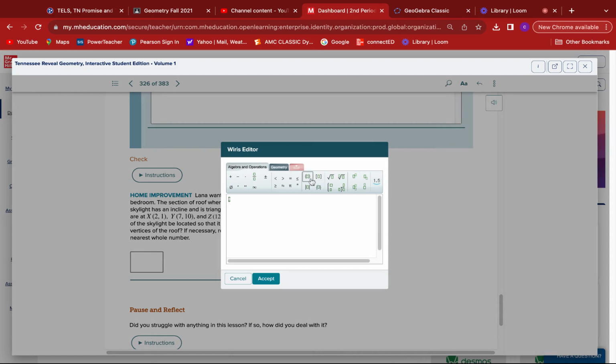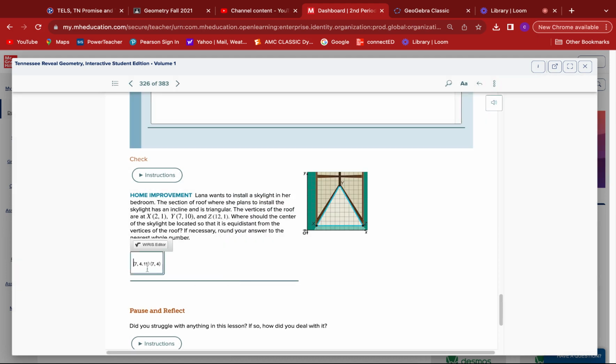Okay, so let's see. 7, 4.11 is the correct answer. If they want us to round to the nearest whole number, then I guess that'd be 7, 4. So, the first one's the correct answer, and the second one's the rounded answer.